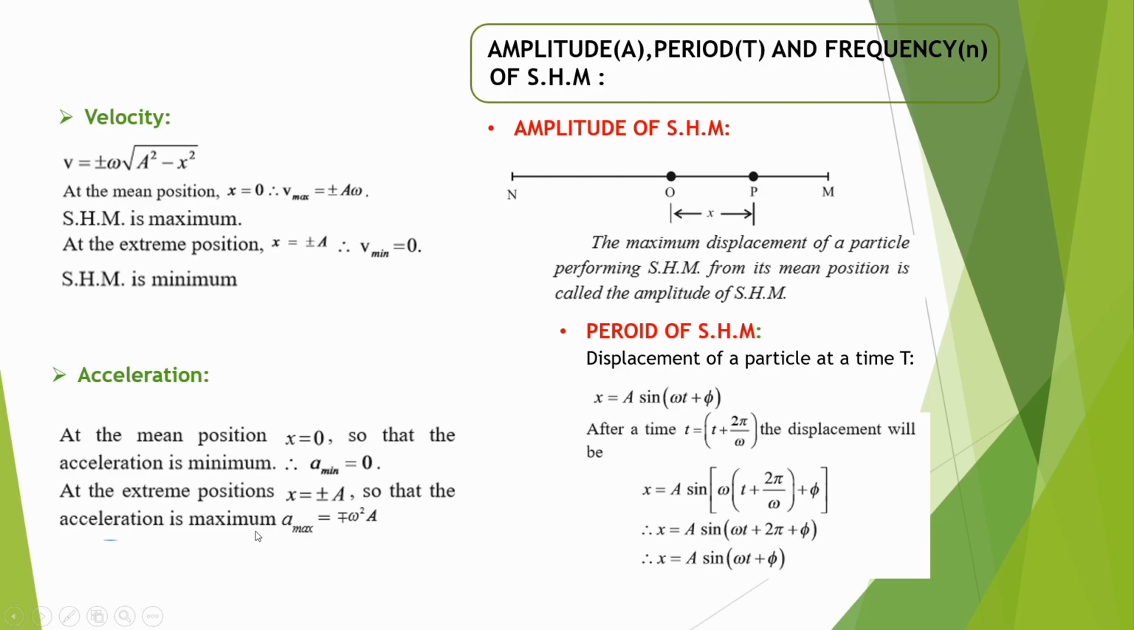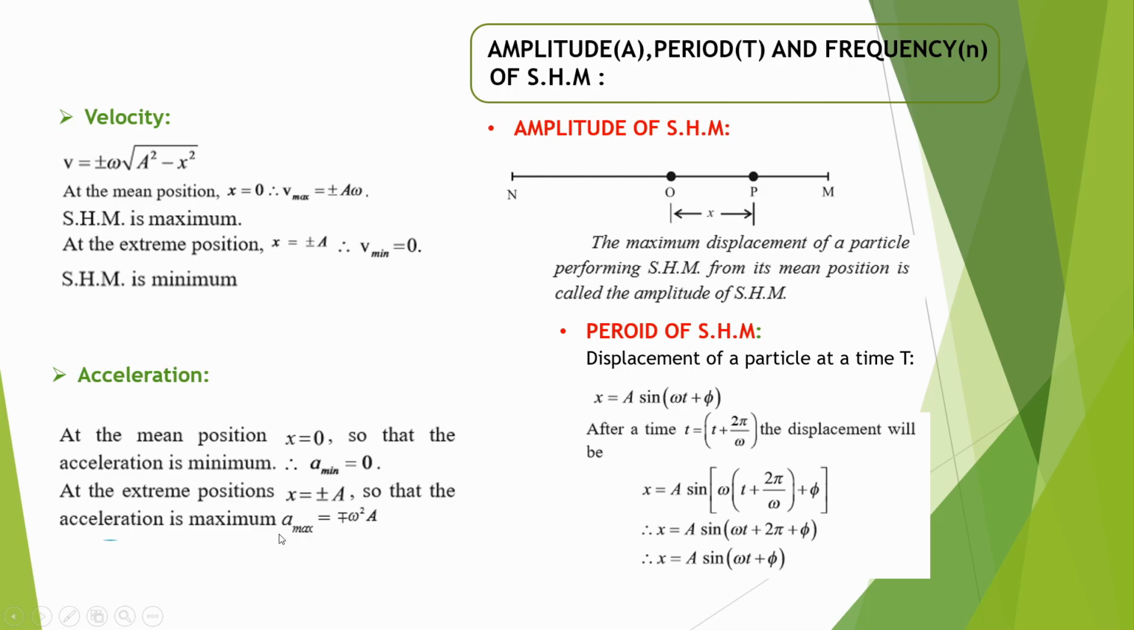We know that acceleration is directly proportional to displacement. When the displacement is minimum, the acceleration is minimum. When the displacement is maximum, the acceleration is also maximum. So that is the explanation for the extreme values of displacement, velocity and acceleration.